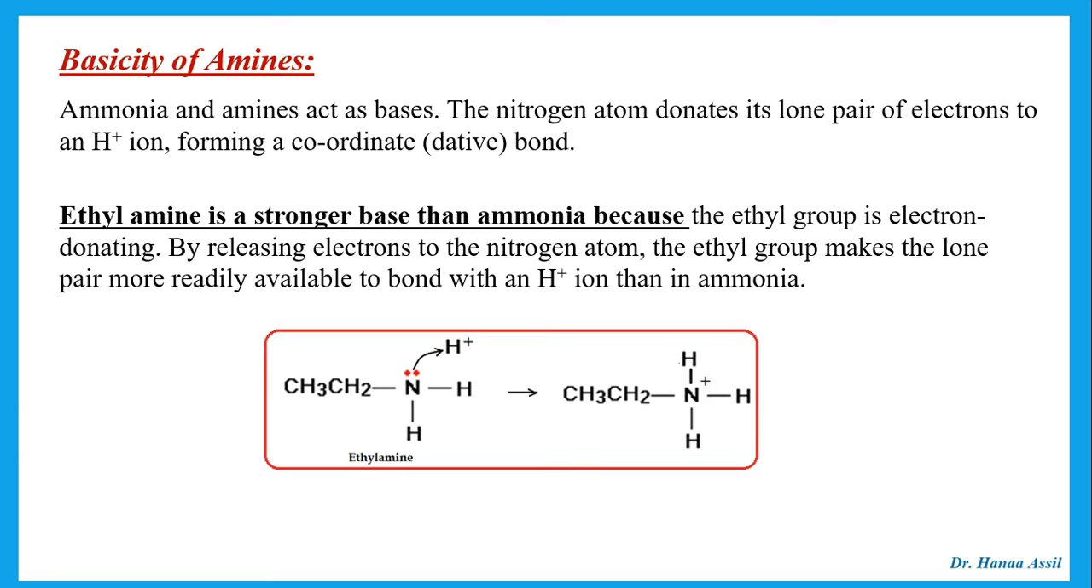Now, if we have an alkyl group attached to the nitrogen, so we have carbons attached to the nitrogens, alkyl groups, or for example, an ethyl group is regarded as electron donating. Electron donating means electrons are given to the nitrogen so that the lone pair of electrons on the nitrogen are more readily available to bond with an H+ ion. So that means an ethylamine or an alkylamine is more basic than ammonia.